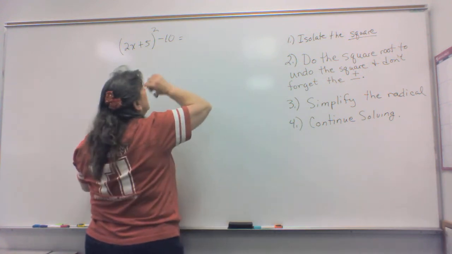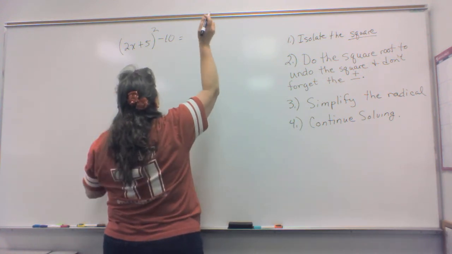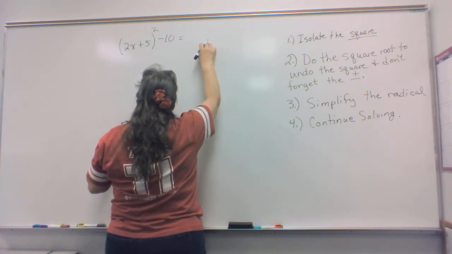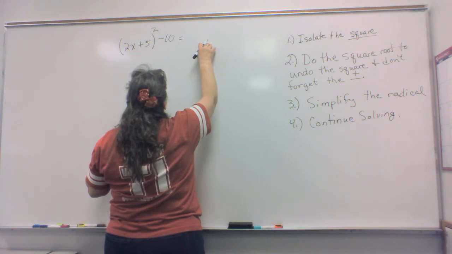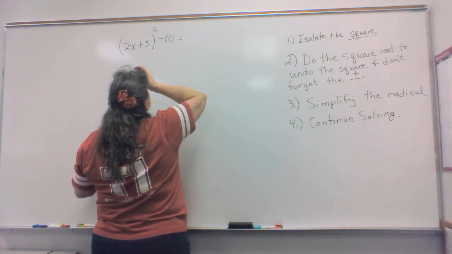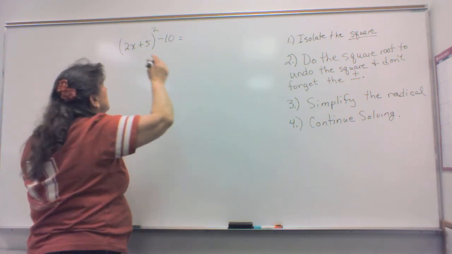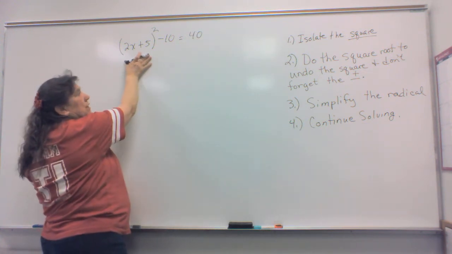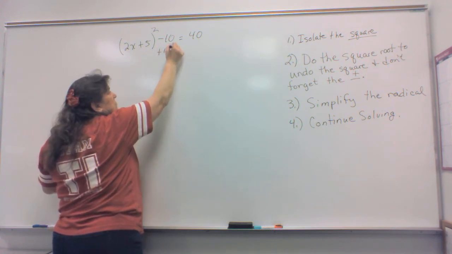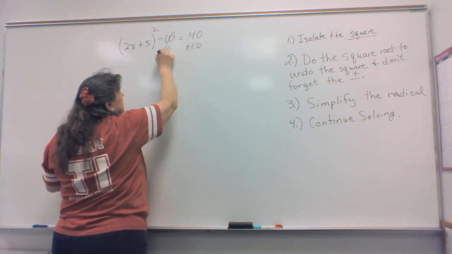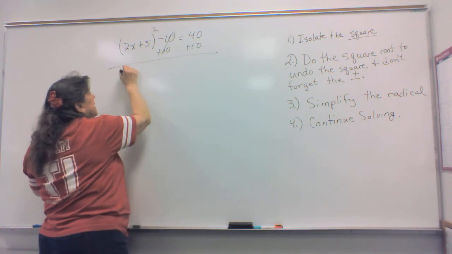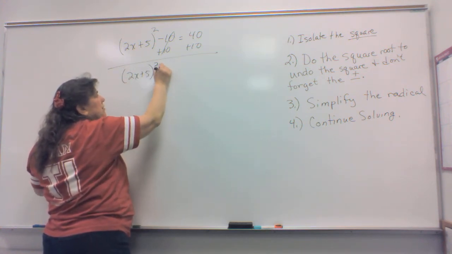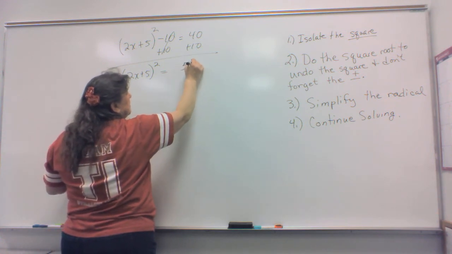Simplify it. Let's go, what number do I want? Let's see, adding 10 to it, let's go 40. Okay, now my square is not isolated, so my first step will be to isolate it by adding my 10 to both sides. And now I have 2x plus 5, that whole quantity squared, is equal to 50.